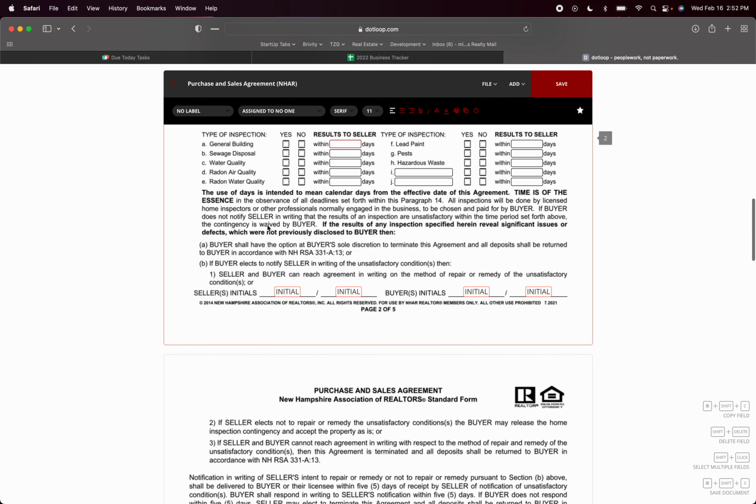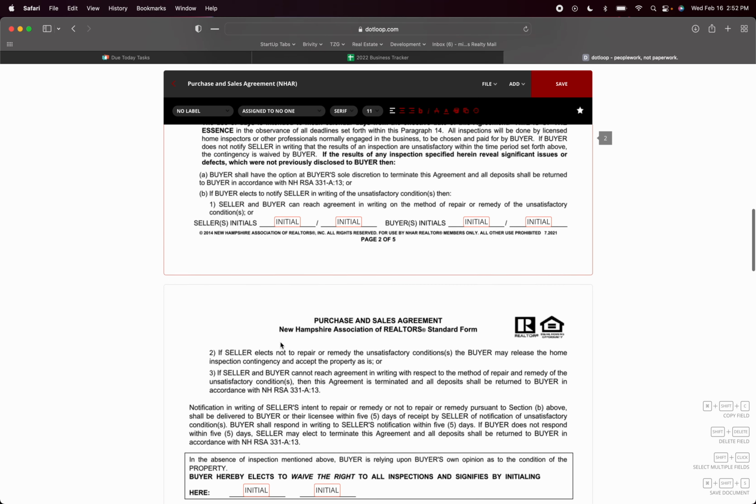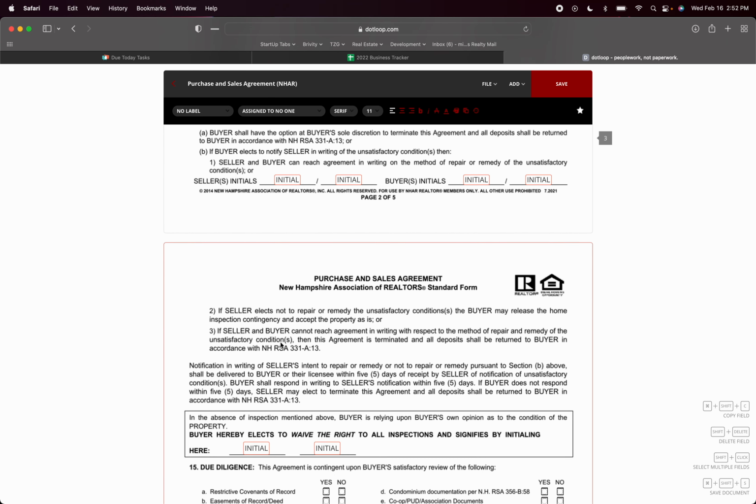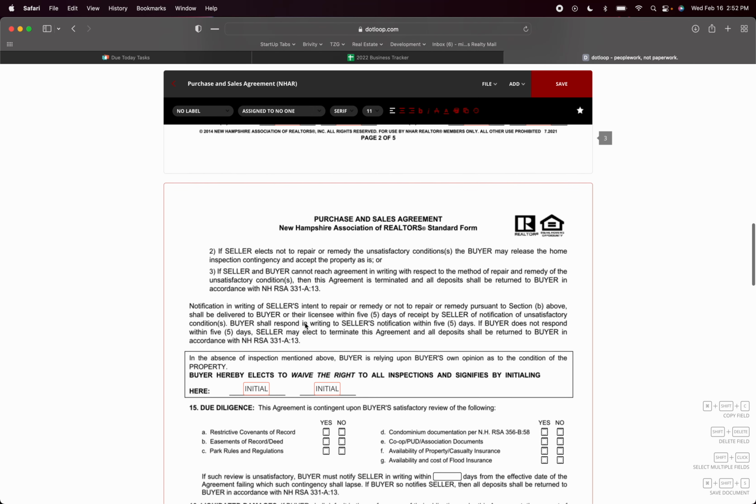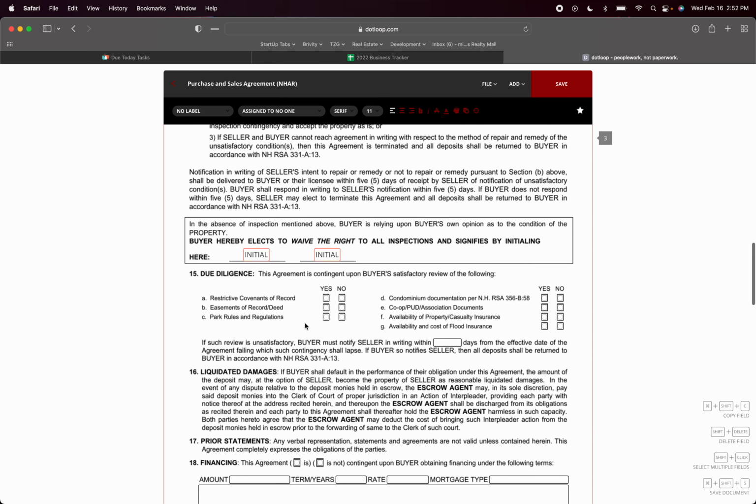This also does specify, so A, B, 1, 2, and 3 here specify what happens after the inspection in the different possible scenarios. So make sure you've read this and familiarized yourself with it, because you want to make sure that you understand it before you have a client sign it.